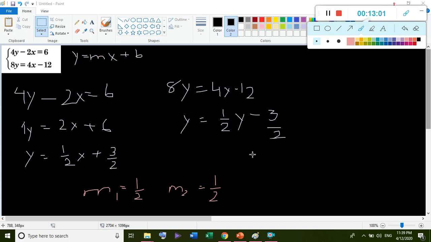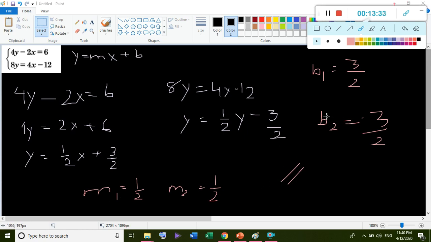Okay, so now let's look at the y-intercept. The y-intercept for the first one, b1, equals 3 over 2, and b2 equals negative 3 over 2. Because the slopes are equal and the y-intercepts are different, the lines are parallel. They have the same slope but different y-intercepts, so the lines are parallel.